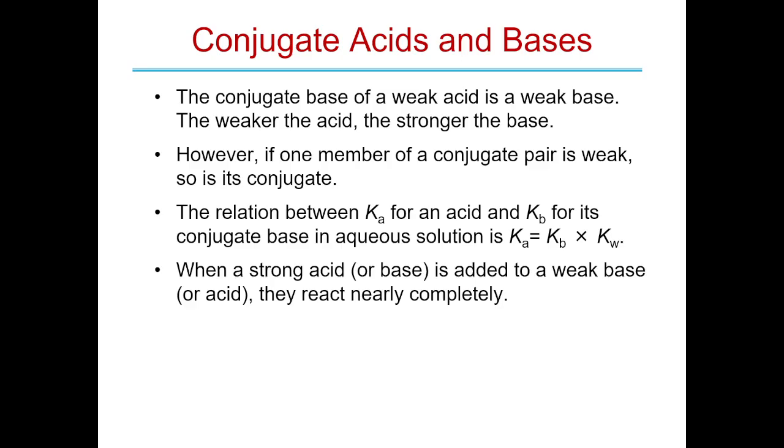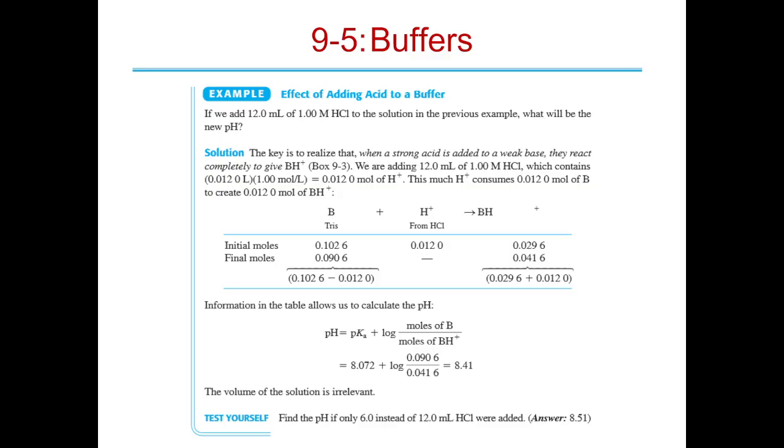All right. So when a strong acid or strong base is added to a weak acid or weak base, they're going to react essentially completely. It'll be very nearly completely. Of course, nothing ever reacts completely, but this is going to be as close as you're going to get. So what does that mean? Well, when you add a strong acid to a weak base, like this problem right here, you essentially just use up the weak base, right? And convert it to its conjugate acid. Does that make sense?